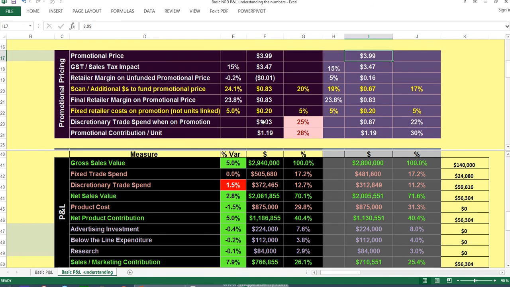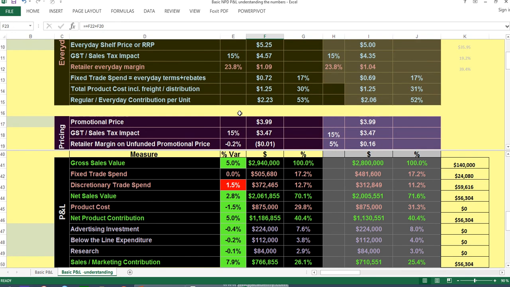So that increases the trade spend as a percentage, discretionary trade spend, which has gone from 22 to 25. I've kept the fixed retailer cost flat at 5%, so I've not altered that at all. All we've done is moved everything and given them a dollar and three. Earlier, we were giving them 87 cents. So promotional contribution per unit also comes down from 30 to 28, and that's largely a function of that number moving up.